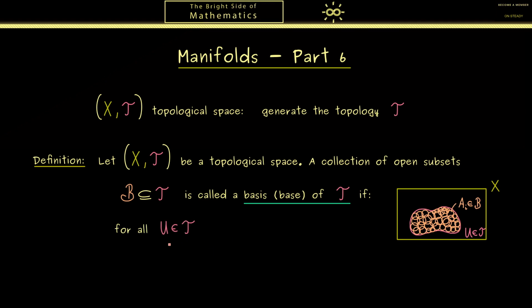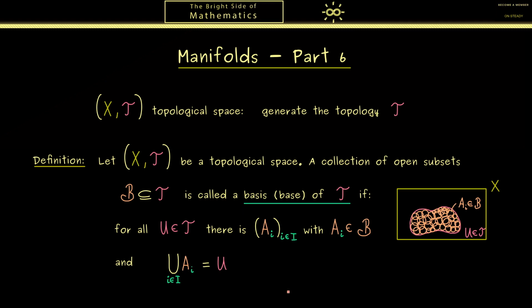This means that for any chosen open set U, we find a whole collection of open sets A_i. And as I told you before, here it does not matter what the index set I is. So we could have finitely many or infinitely many sets A_i. The only important thing here is that all the A_i come from our collection B. And then the conclusion is that the union of the sets A_i is the set U. So in summary, each set U can be written as such a union. And this is the defining property of a basis of a topology.